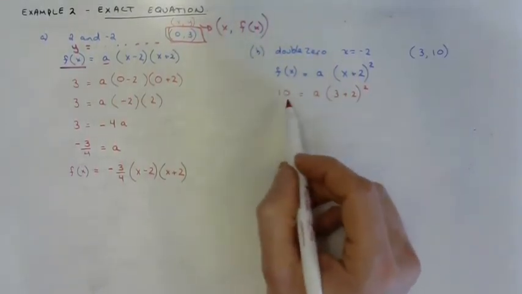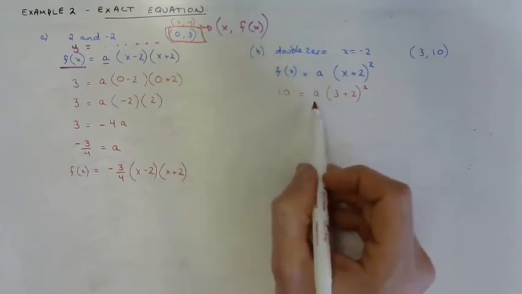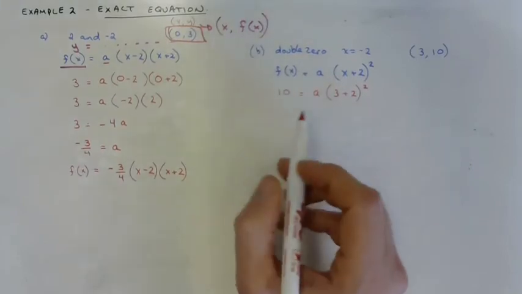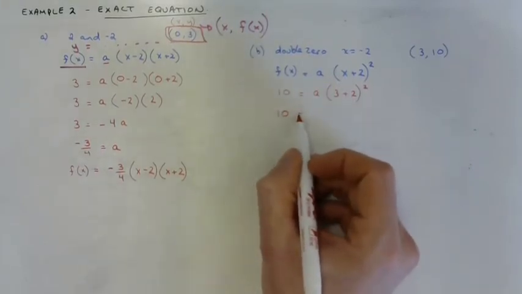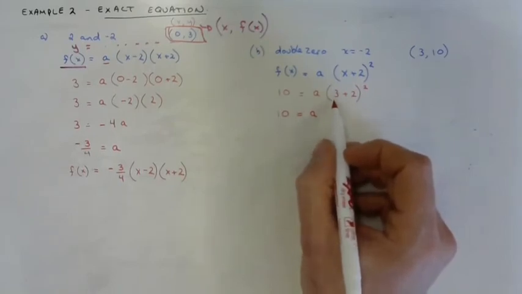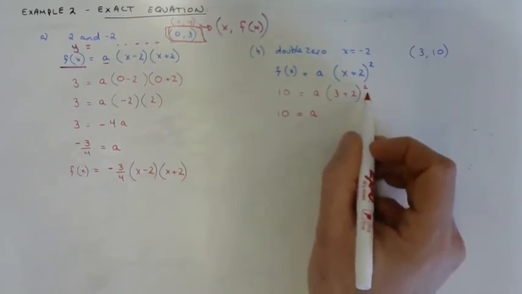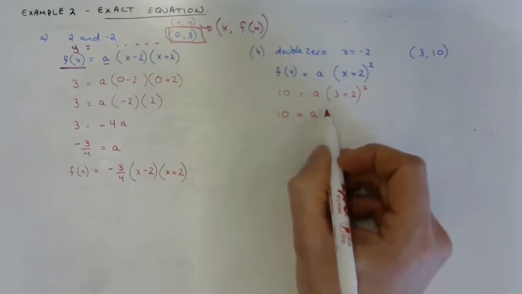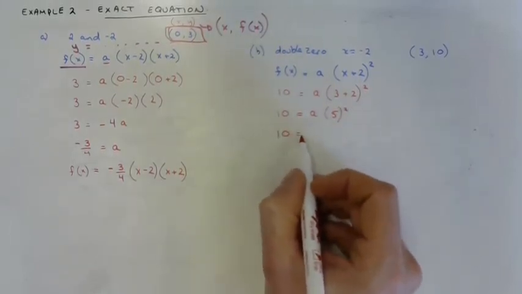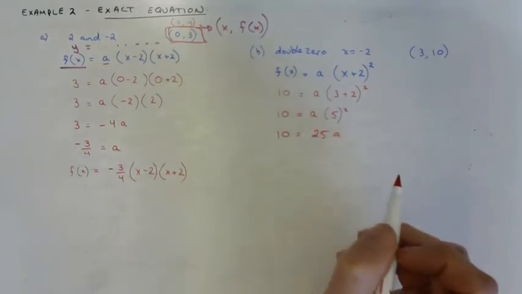Now a is the only thing unknown, and our goal is to find out what a is so that the statement is true. On the left, we can leave 10 for now. On the right, we have a times what? We've got 5 squared. I'll do it in 2 steps. 5 squared gives me 10 equals 25a.